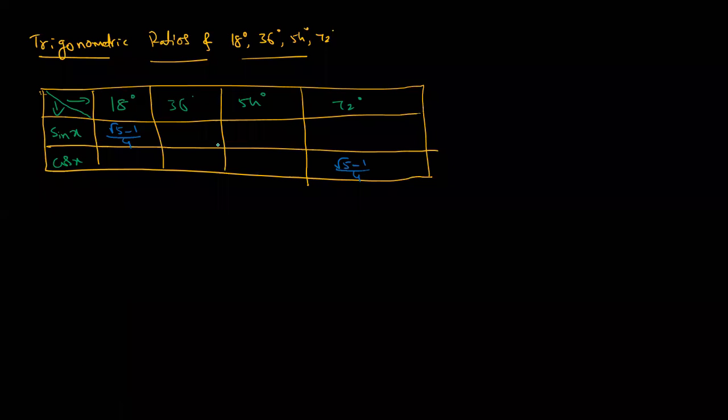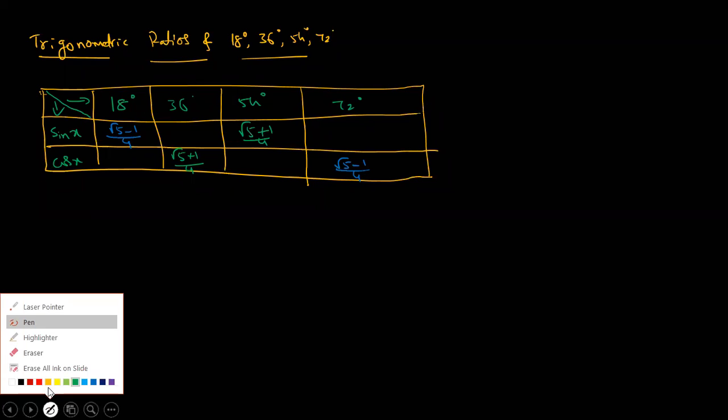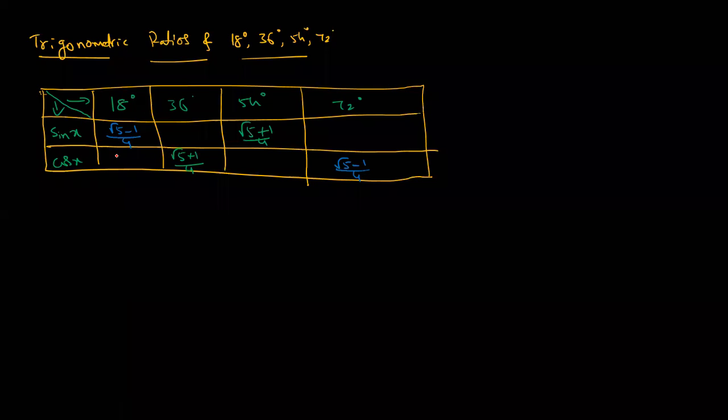Okay. Now, sine 54 is root 5 plus 1 by 4. What is the complementary angle? 36. That is, cos 36 is how much? Root 5 plus 1 by 4. Cos 18 degrees is how much? Root over 10 plus 2 root 5, whole divided by 4. What is the complementary angle? So sin 72 is root over 10 plus 2 root 5, whole divided by 4.